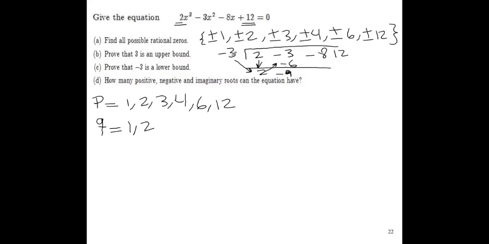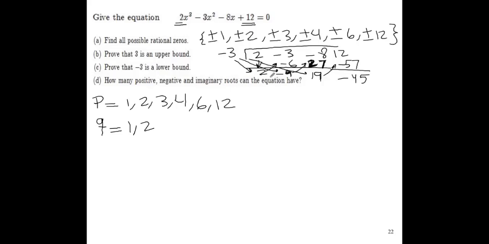Multiply negative 3 by minus 9 and place it up here, and you would get 27. Add that to -8, and that gives you 19. Okay, again multiply -3 by 19. You would get -57, and here you get -45.